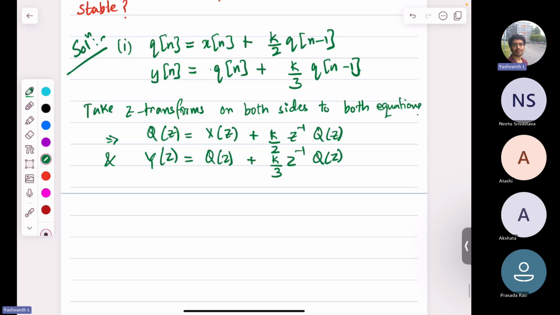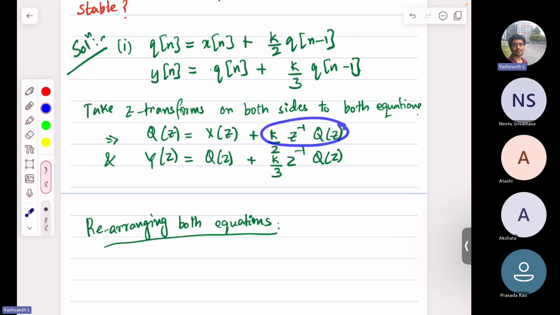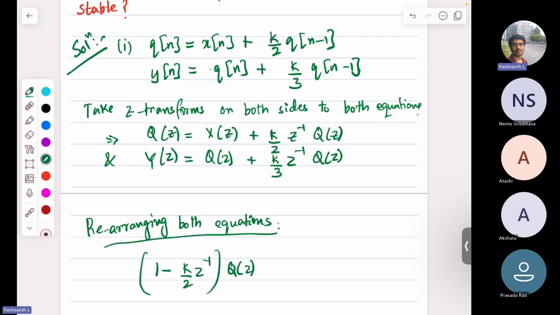Okay. So now what we will do, we will rearrange both the equations. Rearranging both equations, what do you get? First equation, so basically you see Q of z appears here and appears here. Okay, bring this to the left hand side. So what do you get? You get 1 minus k by 2 times z inverse of Q of z equal to x of z. That is equation number 1.